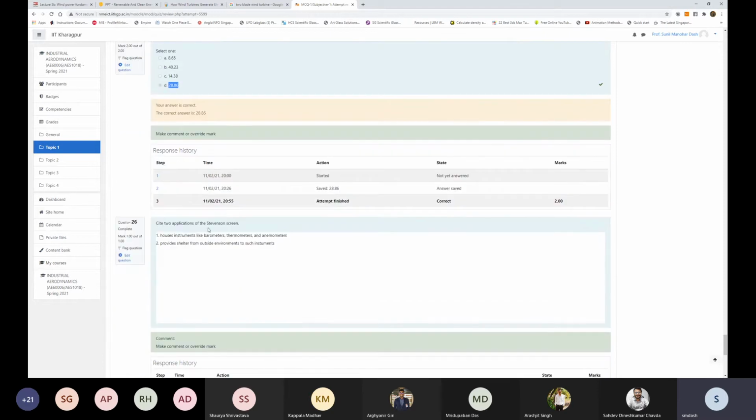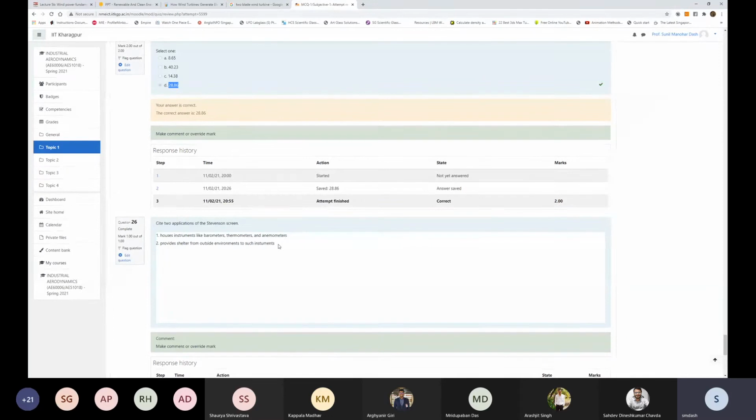Okay, the application of Stevenson's screen. There are many applications. I think most of you have answered it correctly. It houses different instruments and produces an environment so that these instruments can work properly, by avoiding a higher amount of solar radiation, humidity condition, and precipitation. All those things can be avoided so that the devices can operate properly.